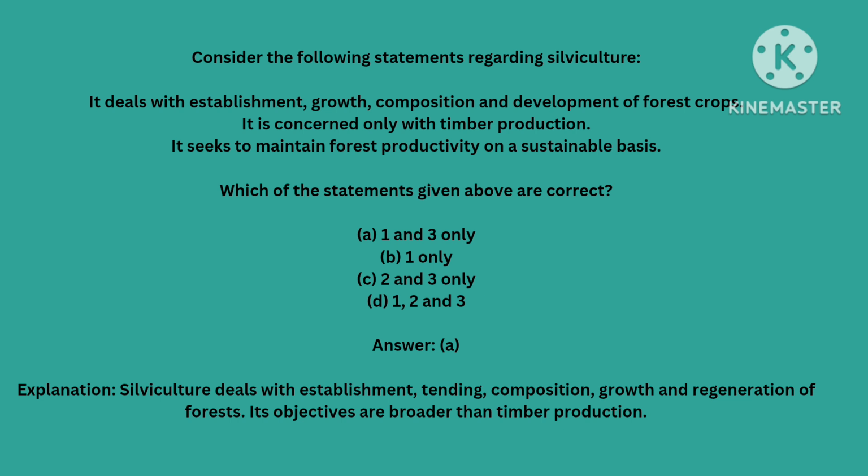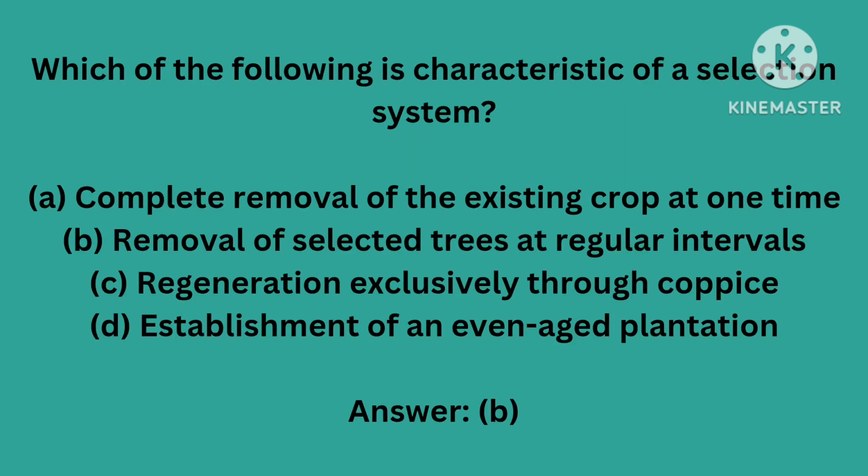Third is, consider the following statement regarding silviculture, a very important topic. And here the three options have been given. It deals with establishment, growth and composition. Next, it is concerned with only timber production. And third is it seeks to maintain forest productivity on a sustainable basis. So the first and the third option is correct.